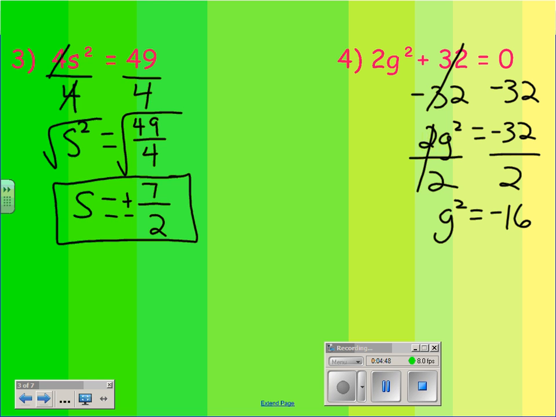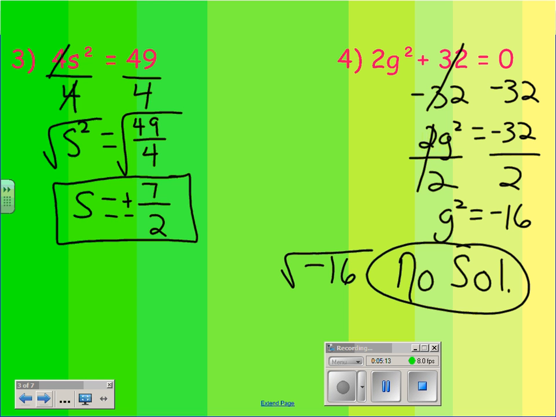Now what are we going to do? g squared equals negative 16. Is it possible to take the square root of negative 16? In other words, is there something that I multiply by itself to get negative 16? That's not going to work out, because it would take a positive and a negative to get to a negative 16. So from here, we can just say there is no solution. You're going to have to stop and think about that: anytime you end up with a negative and the variable squared is equal to that, then it will be no solution once we get down to this step.